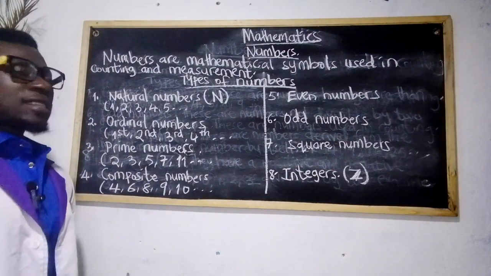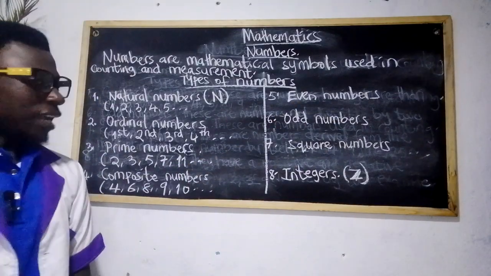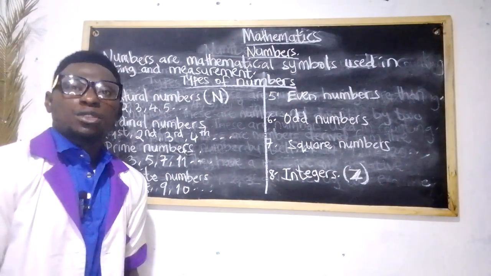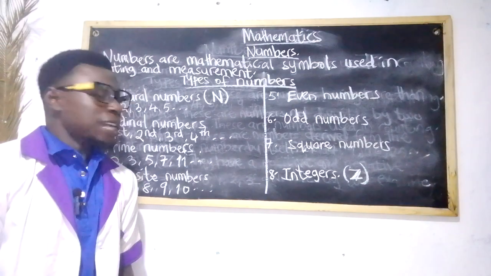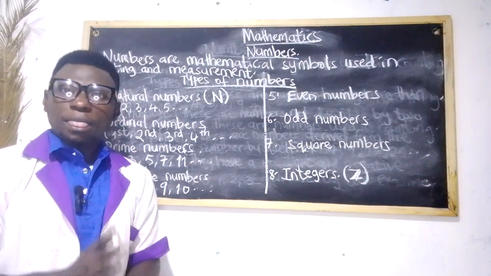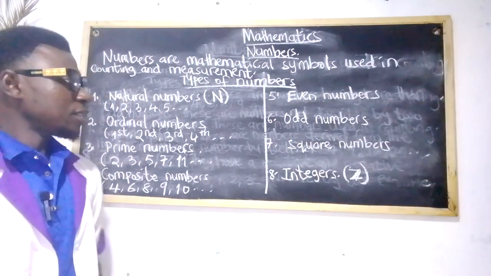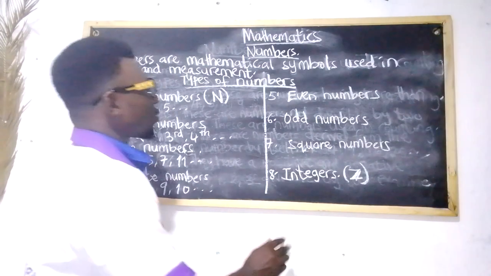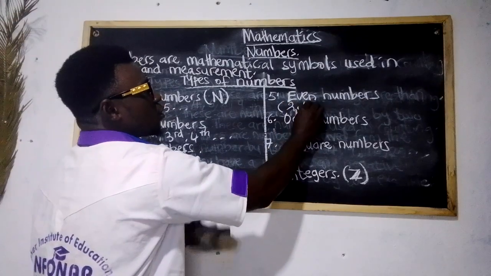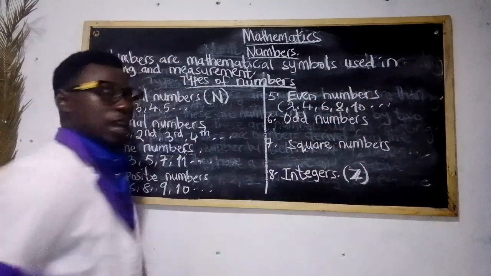Next type of number that we're going to see is even numbers. What are even numbers? Even numbers are those numbers that are divisible by 2 without any remainder. Take note, even numbers are divisible by 2 without any remainder. Example of even numbers we have 2, 4, 6, 8, 10, and so on and so forth.